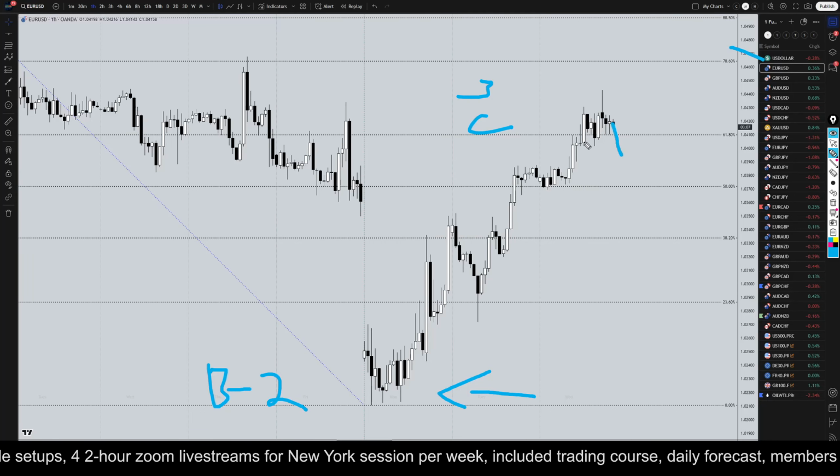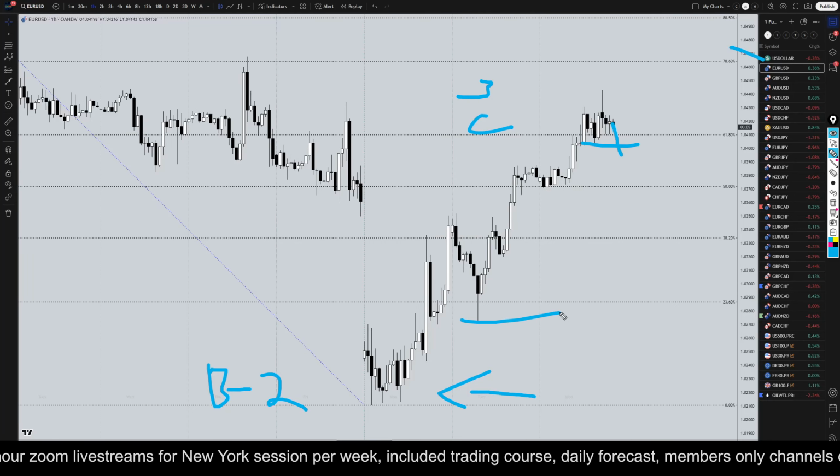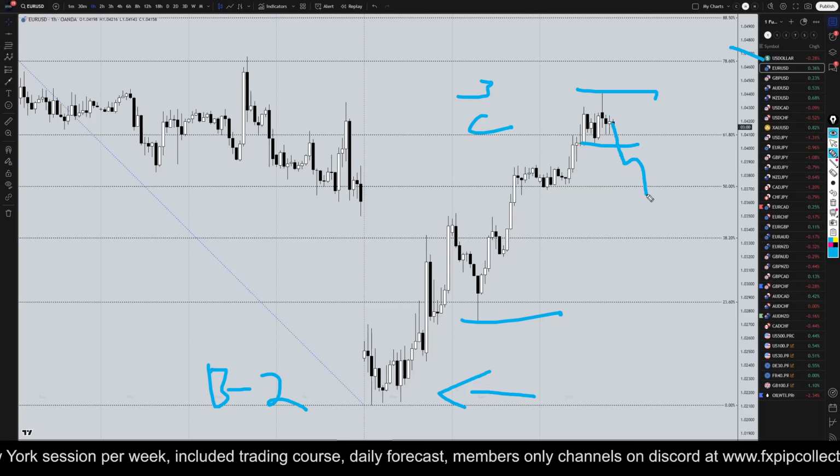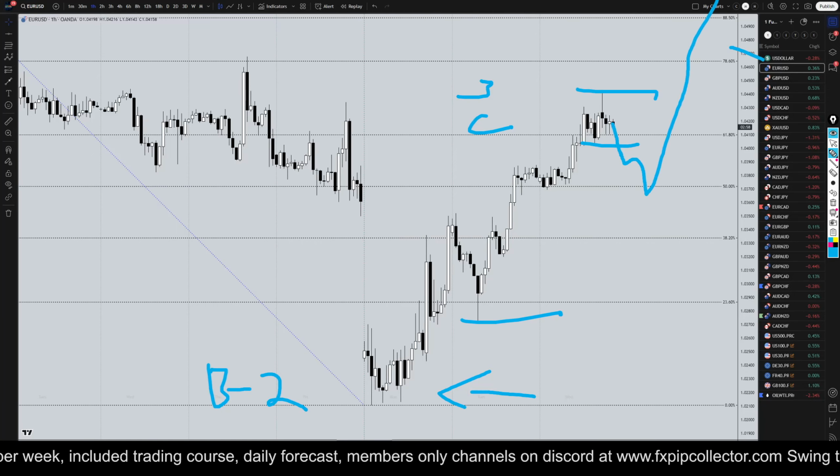So if it does break structure to the downside, first thing I would do is put my Fibonacci retracement on those last series of higher highs, higher lows, and I would look for a three-way pullback to go long again for the continuation of the uptrend.